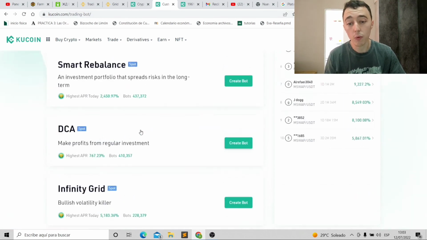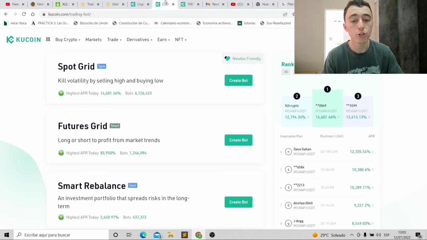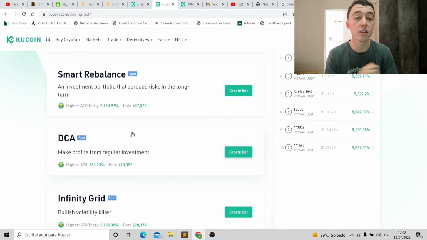And yep, that's kind of all I wanted to say. As I say, if you like these bots, they also have them in Binance, but in Binance, they don't have the ones I like. They have the grid of spot and the grid of futures, but they don't have the smart rebalance and the dollar cost average. That's why I made it in KuCoin, because I specifically like these two. Yeah, that's why I made this video.